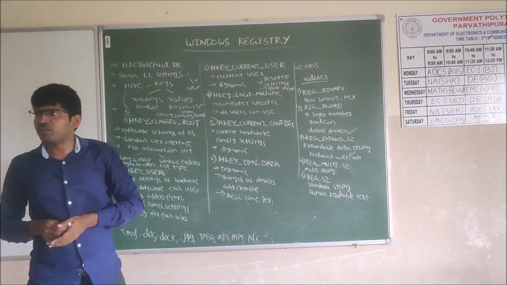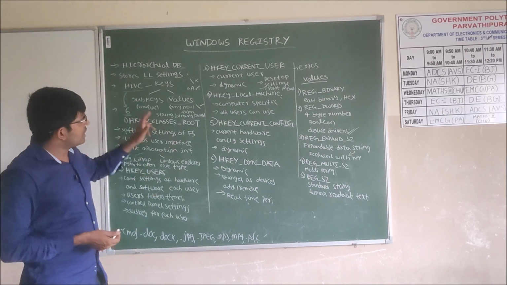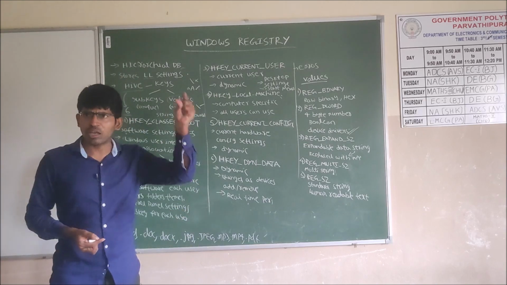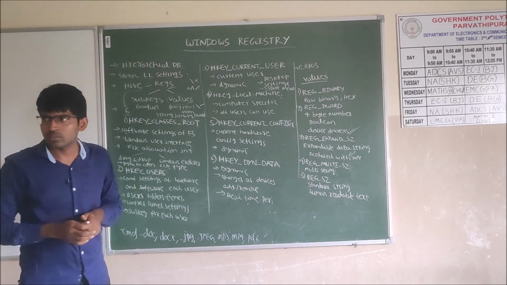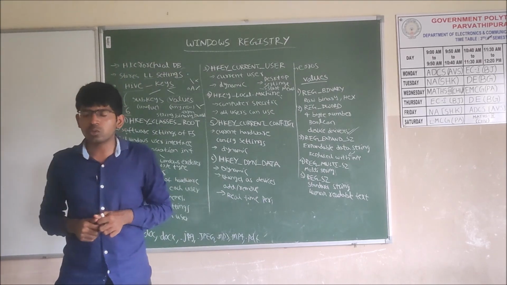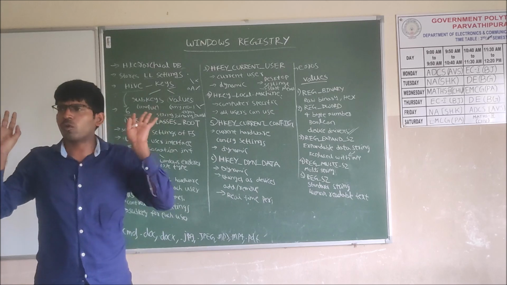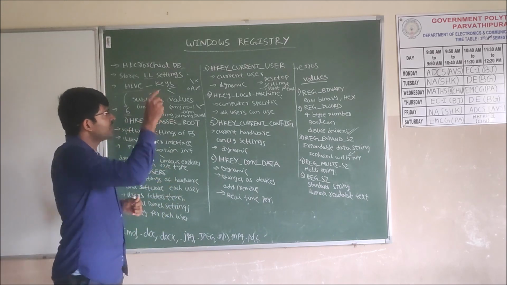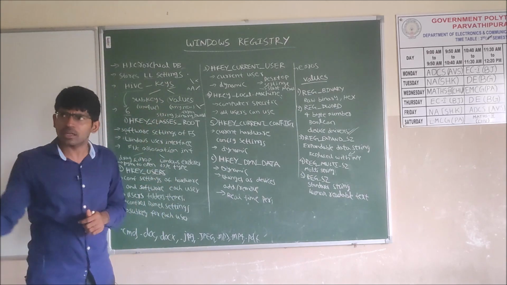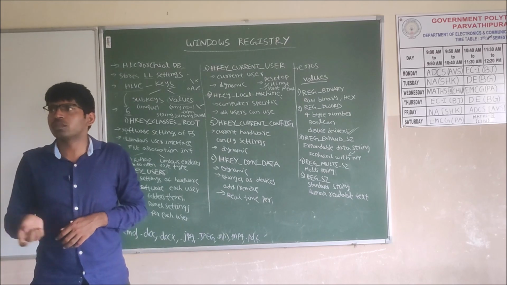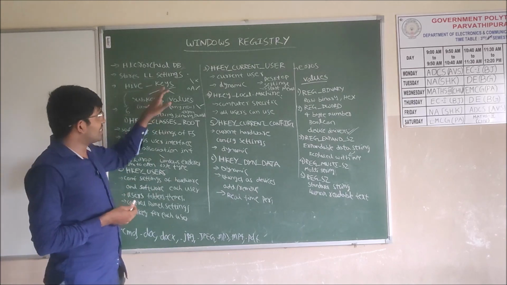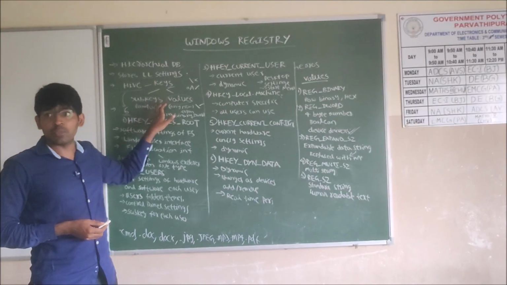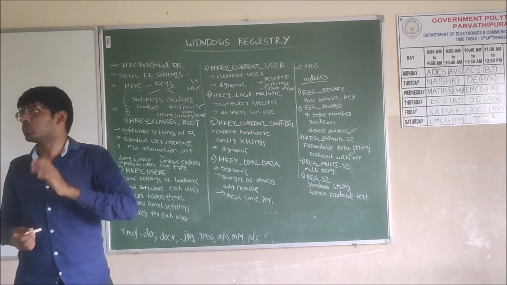Each hive is nothing but a main folder. In each hive, we have subfolders. That subfolder is called a key. How many subfolders will we have, sir? We will have many subfolders. In each subfolder, we may have another subfolder. That is called a subkey. In this key or in this subkey, we have the value.